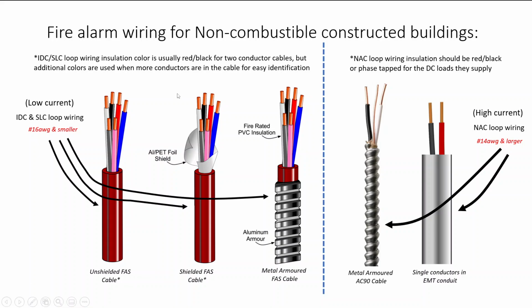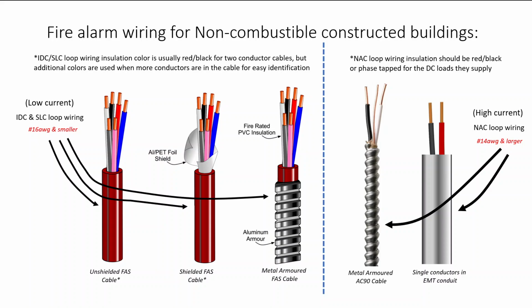Now remember, from the rule, it says that they would have to be inside a conduit. So if we're using this, an unshielded or shielded with no armor, these two would have to be installed in EMT. If we look at the right-hand side, this is for the NAC wiring. Now, NAC wiring is typically 14 AWG and larger, and that's due to it supplying loads. And those loads are going to be a fair distance in between each other and the supply, and so we have to accommodate line drop.